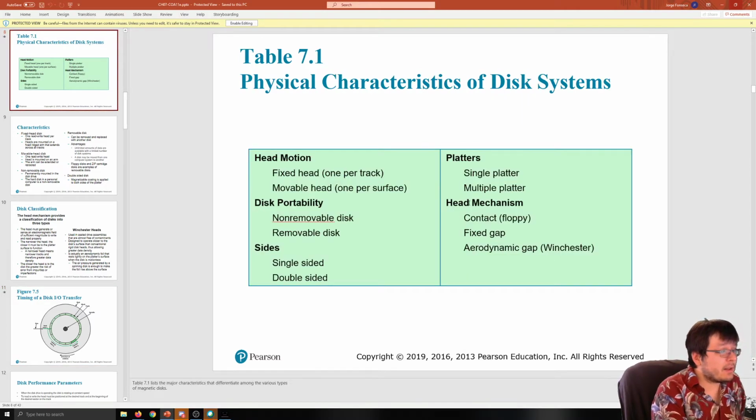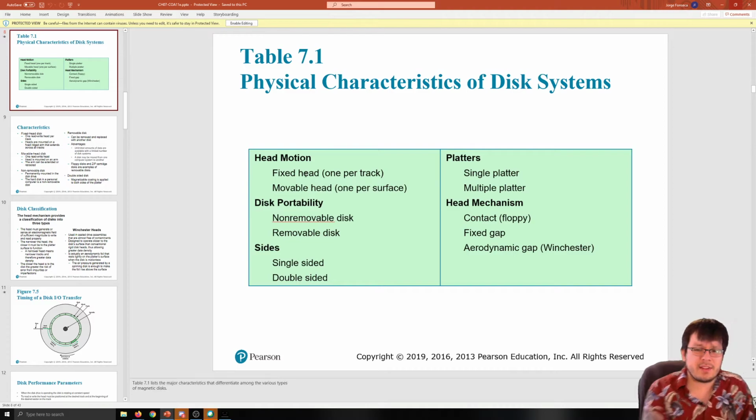So as a summary of the physical characteristics, we have a fixed head or removable head. A fixed head is not very commonly seen because it requires a lot of circuitry, unnecessarily.